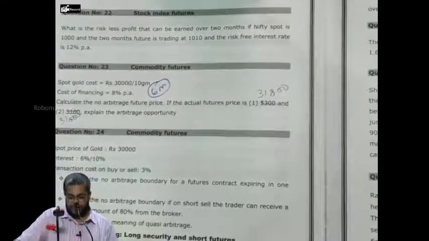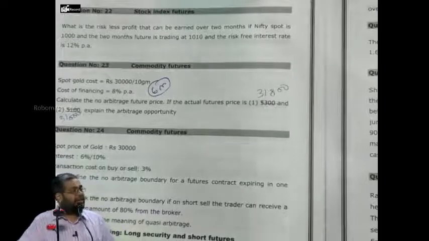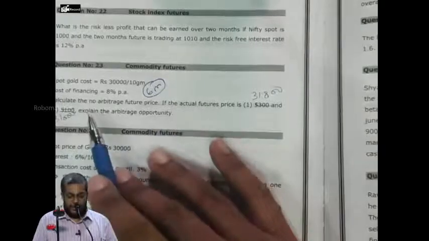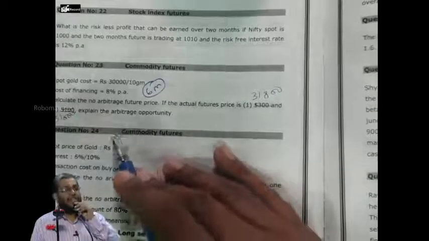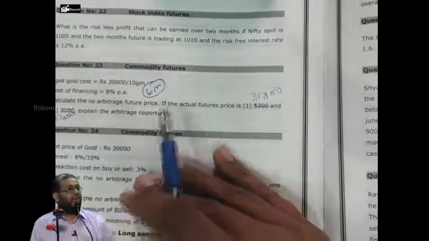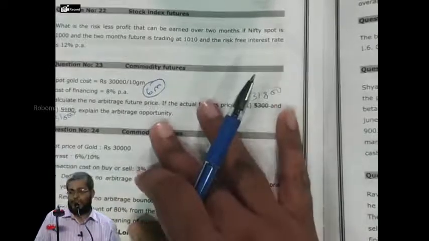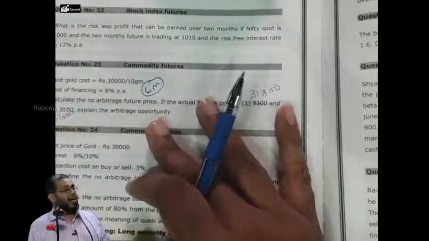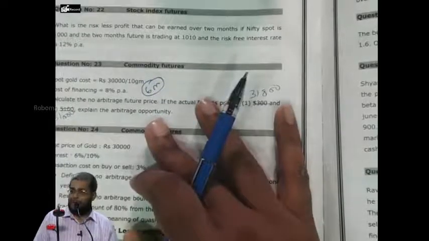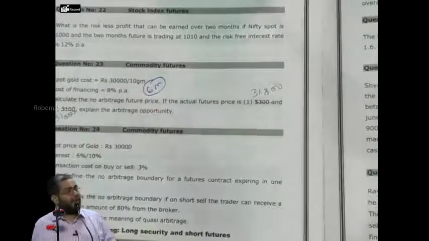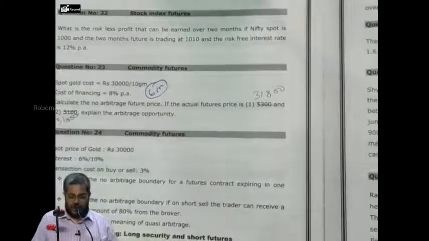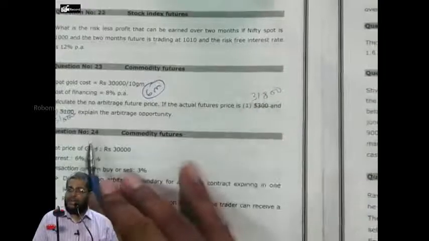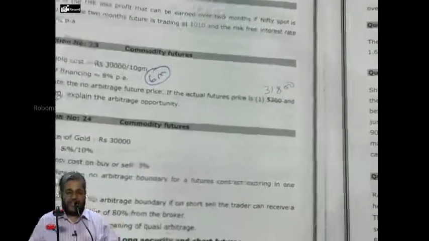Okay, now, can you start or not? Now, see, the question is, you have been asked to find out the no arbitrage futures price. Tell me another name for no arbitrage futures price. Fair futures price. At fair futures price, you don't have any arbitrage. If the actual price is more or less, you'll be able to make arbitrage profit out of it. So can we quickly complete question number 23 or not? I will do one situation and you can have the other situation as homework. Can we start or not?